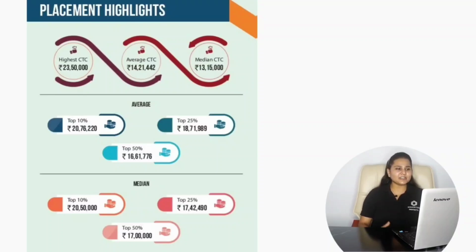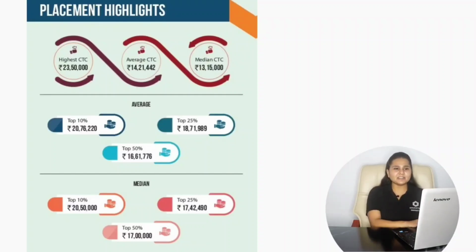If we consider the median, the top 10% candidates have a median salary package of 20.50 lakhs per annum, then the top 25% candidates have a median salary package of 17.42 lakhs per annum, and the top 15% candidates have a median salary package of 17 lakhs per annum.